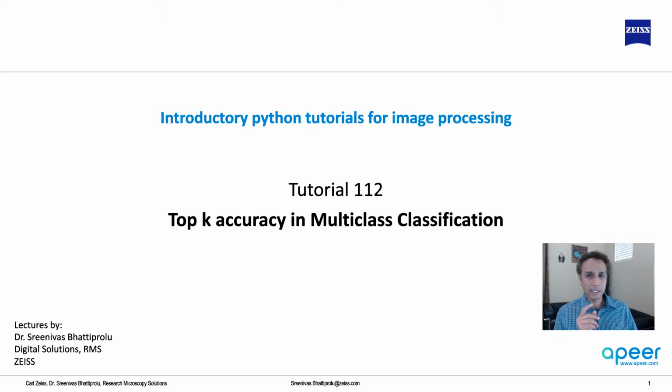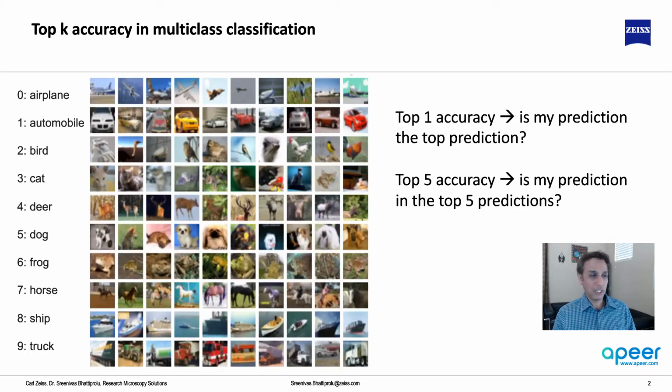I also definitely recommend you watch the previous video, tutorial number 111, where we talked about multi-class classification. This is a follow-up to that video, where I promised to talk about top K accuracy, so watching that is almost a requirement. Now, when we talk about multi-class classification, we are trying to classify a given image, in this case, into one of the 10 classes, into one of n number of classes.